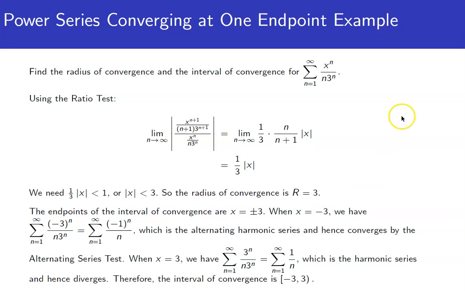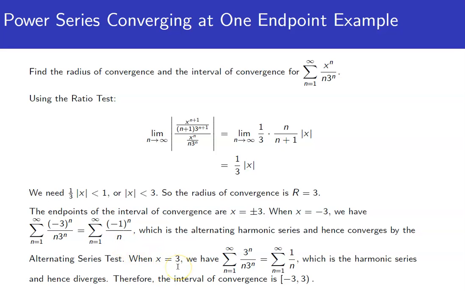The center of this power series is 0. Since the radius of convergence is 3, the endpoints are -3 and 3 for our interval of convergence. When we put in -3 for x, we get (-3)^n over n·3^n. That will simplify to (-1)^n over n. This is the alternating harmonic series. In particular, 1/n is a decreasing sequence and it has a limit of 0.